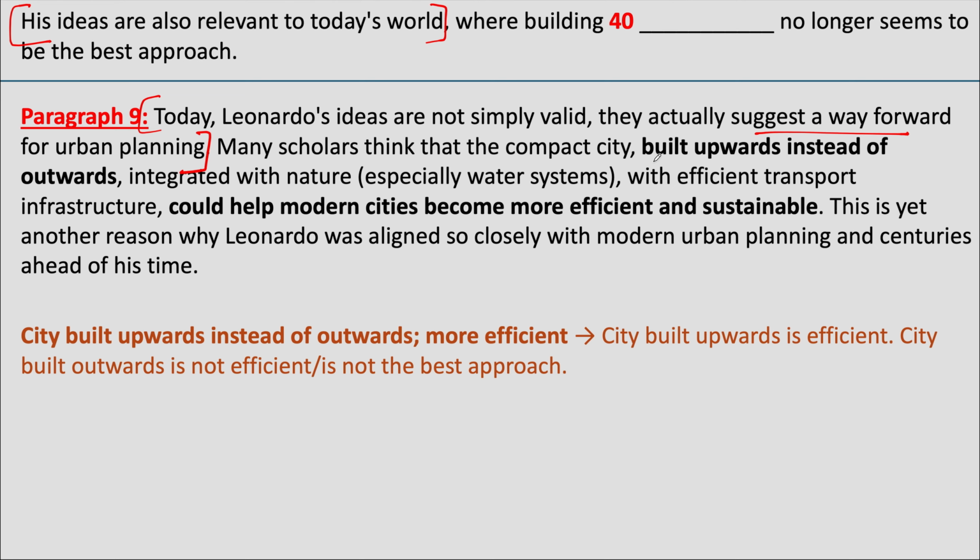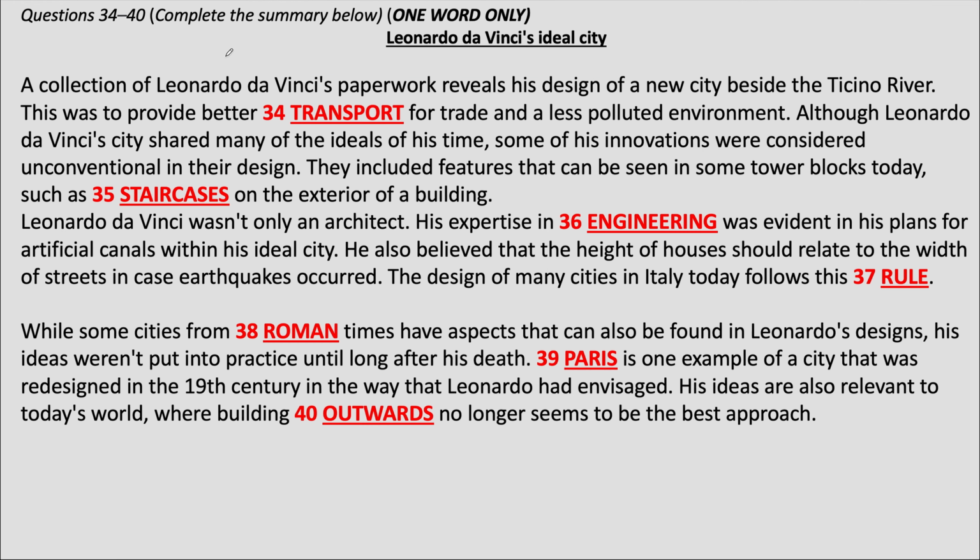This says building upwards is more efficient, which means it is good. So, building outwards is not considered efficient, which means it is not the best approach. Efficient and sustainable means good approach or method, which is upwards. Outwards is not a good approach. So the answer to question 40 is outwards.